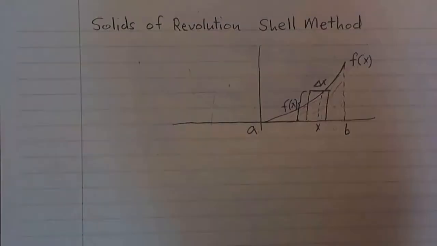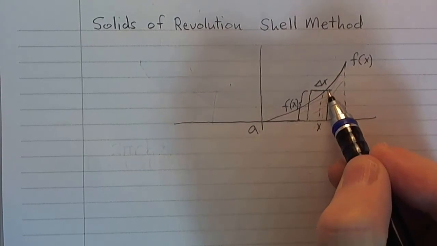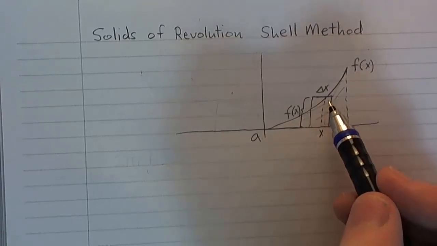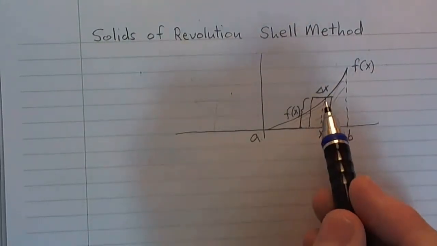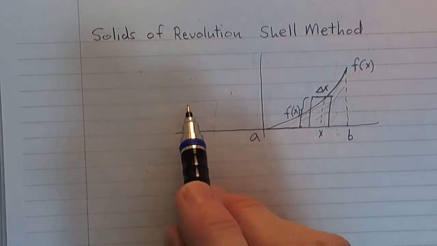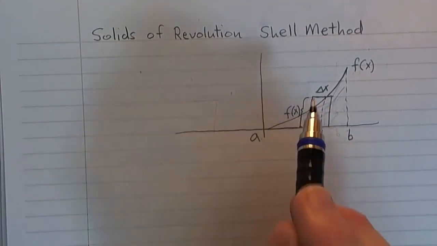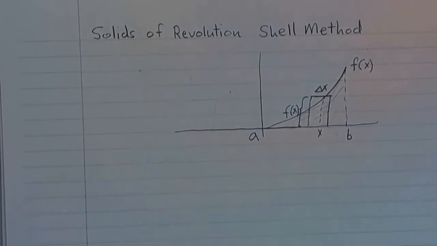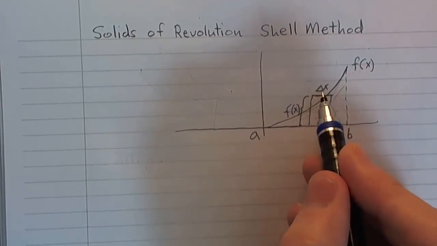Now imagine, if you will, that I take this rectangle and revolve it around the y-axis 360 degrees. What would you get? Well, you would get a cylinder, right? You would get a cylinder that has some thickness to it. The thickness would be delta x.